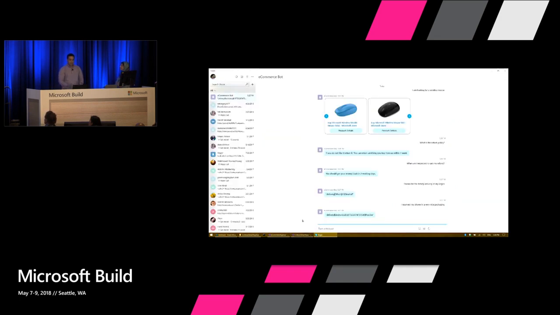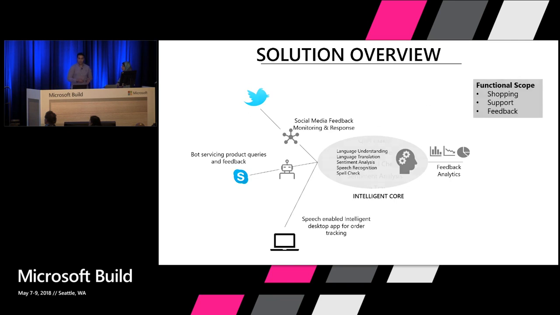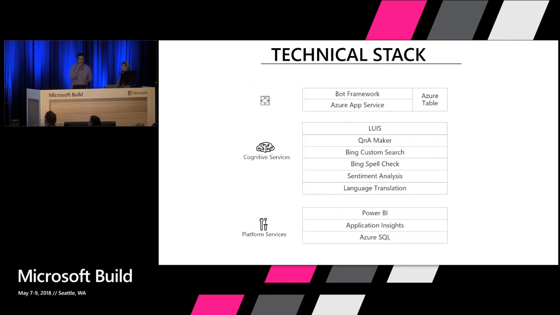So this is the demo, or this is the bot that we have. And so that's the solution that we built. How we built the solution is by using LUIS, QnA Maker, Bing Custom Search on top of Bot Framework, along with language translation and the Text Analytics API for sentiment and things like that. And we've also used Power BI to show our metrics.